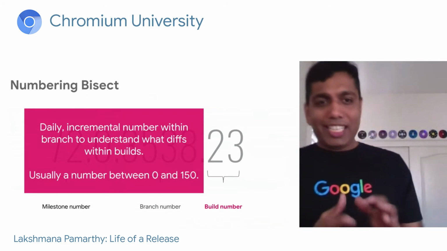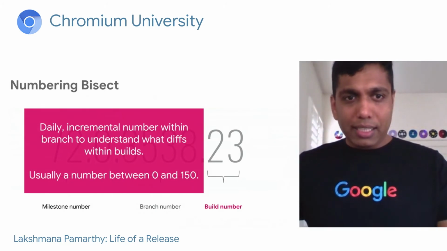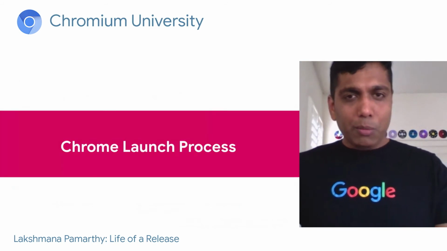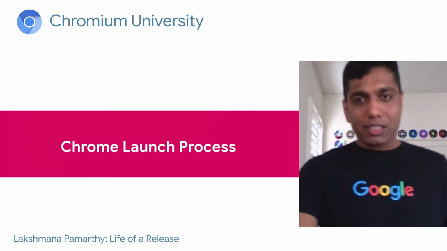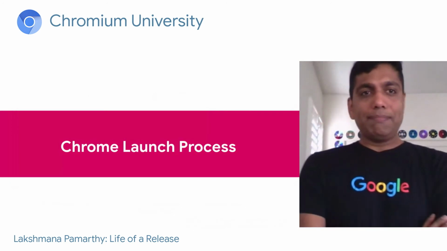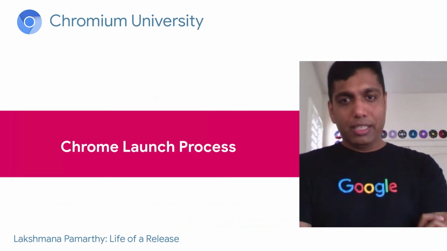I'm going to switch gears here. Like I said, the first half, I wanted to focus on the releases. Now I want to go back to the second half, which is about the launch process. So how do we make sure we are putting out a quality launch to the world every 6 weeks?